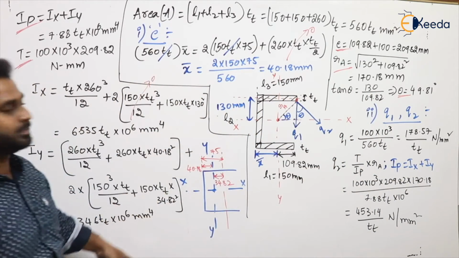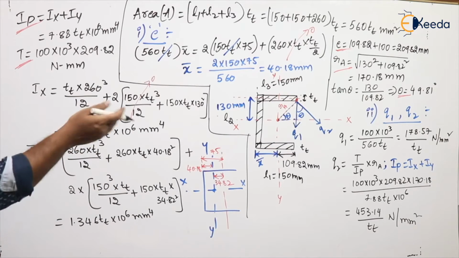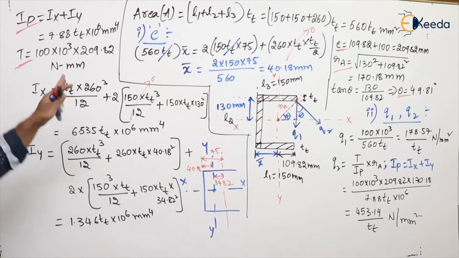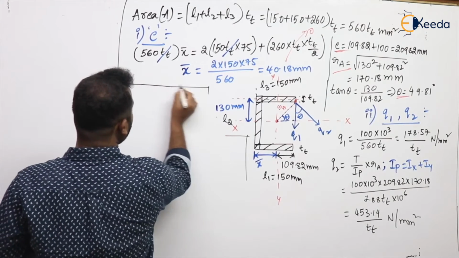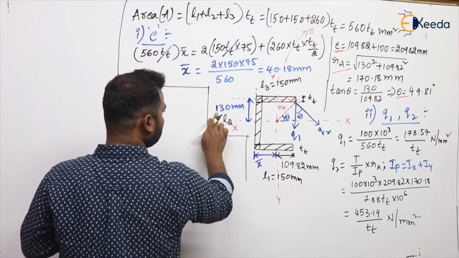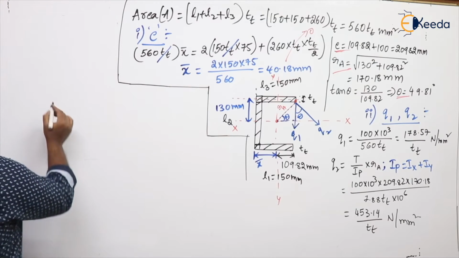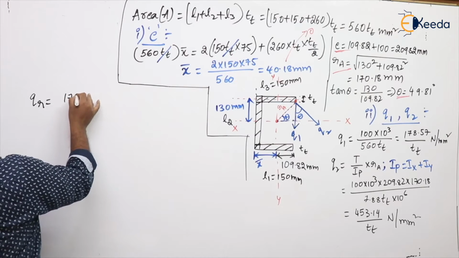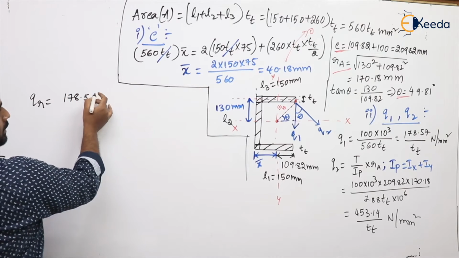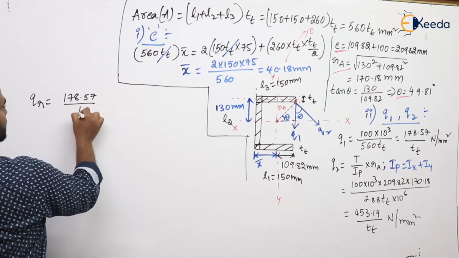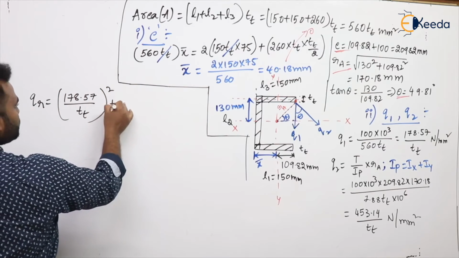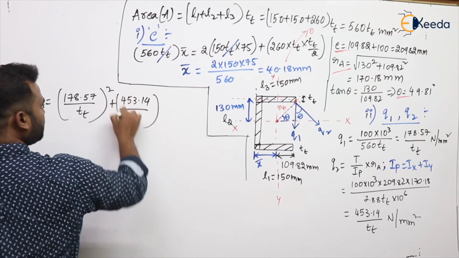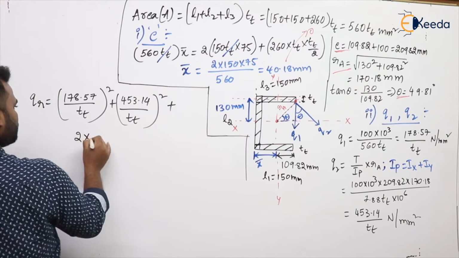First you better take it down, and later we'll see the remaining part of this question. First you copy it. Now QR, we know the QR formula, directly I'm writing. Q1 is how much? 178.57 by TT whole square plus Q2. Q2 is how much? 453.14 by TT whole square plus 2 into, wait.